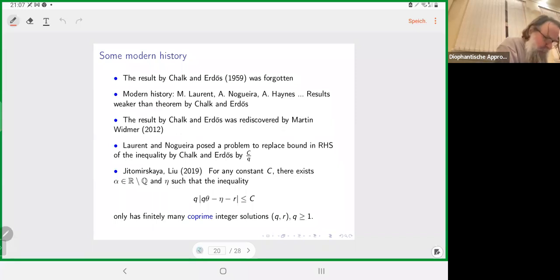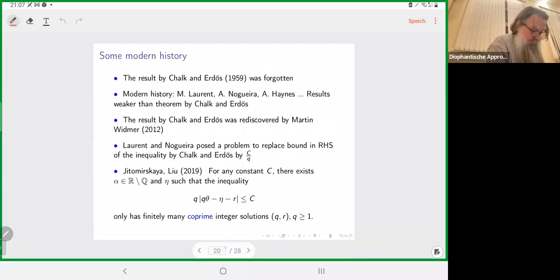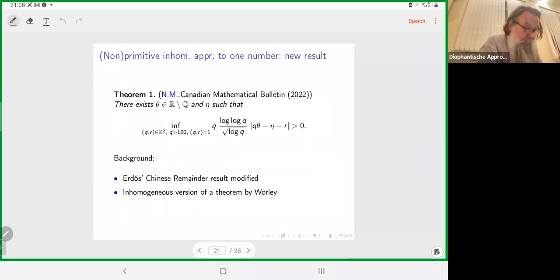The upper bound was not improved. But as for the lower bound, it was proven by Zhytomyrskaya and Liu that it is not possible to have a constant here. But I think that if you look into Erdős' proof and into something else, you will get such a result, which I decided to publish in the same journal, Canadian Mathematical Bulletin, in which the Erdős and Csok paper was published.